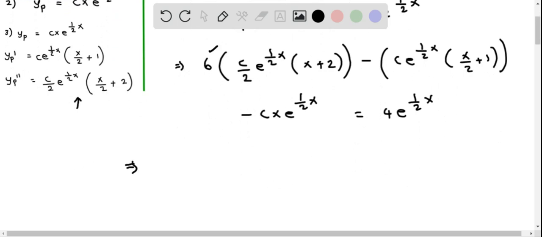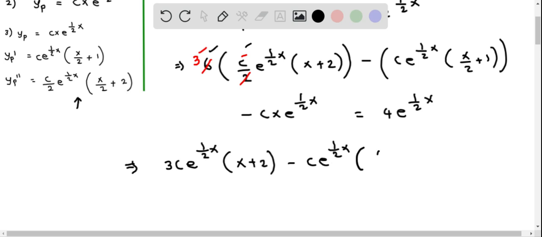Here we have 6 times of this product. So we can easily cancel the 6 with the 2, and this goes 3 times. So 3 times c is 3c. So it's just 3c e power half x times x plus 2. And this one is a negative of c e power half x times x by 2 plus 1. And now I write this term. So this one is negative cx e power half x. And on the right side, we have 4 e power half x.